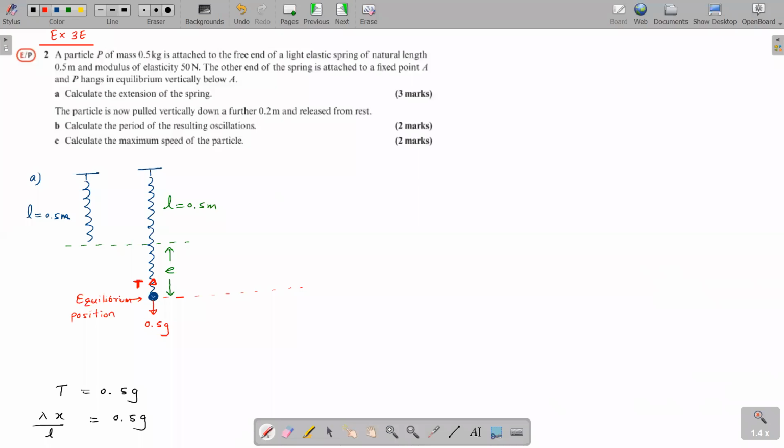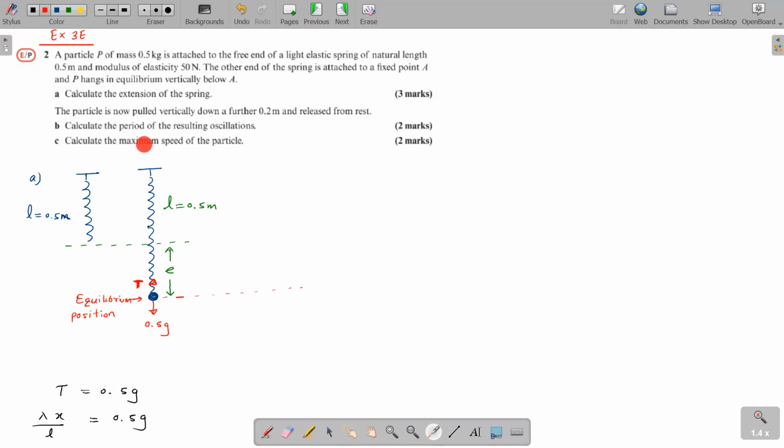Because the equilibrium position is where the object is at rest, where the object would naturally like to be, the initial distance you move from the equilibrium position will set the amplitude for your SHM. They are pulling it down a further 0.2, which means 0.2 meter will be your amplitude, and they are releasing from rest. They are asking you to calculate the period of the resulting oscillation.